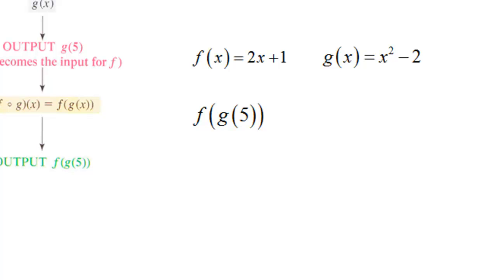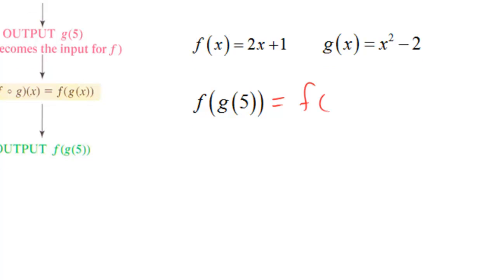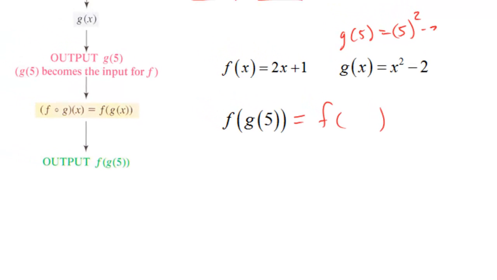g of 5. I need to go and find out what g of 5 is. So I'll go up here and find out what g of 5 is. I put a 5 in for the x, which replaces that x with a 5, right? Squared. So 25 minus 2 is 23. So that's what g of 5 is. So this thing right here is going to become a 23. Look where it is. So I write 23.